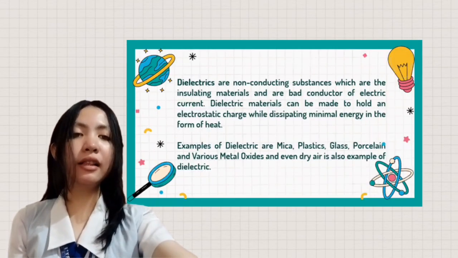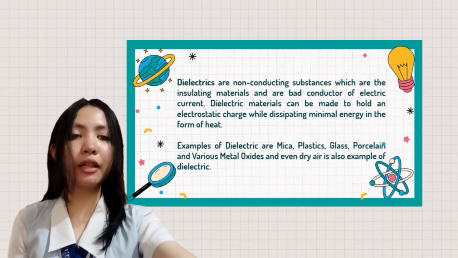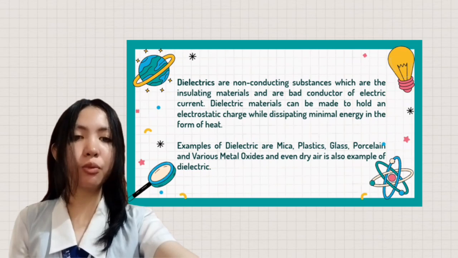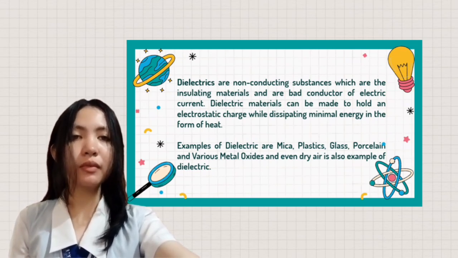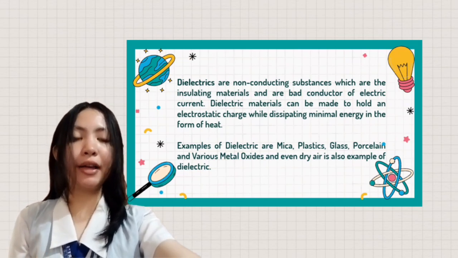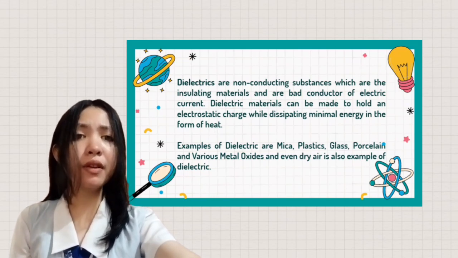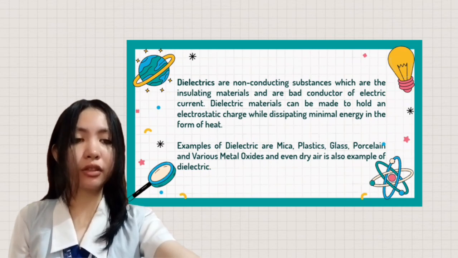So, dielectrics are non-conducting substances, which are insulating materials and are bad conductors of electric current. Dielectric materials can be made to hold an electrostatic charge while dissipating minimal energy in the form of heat. Examples are mica, plastics, glass, porcelain, and various metal oxides, and even dry air is also an example of a dielectric.